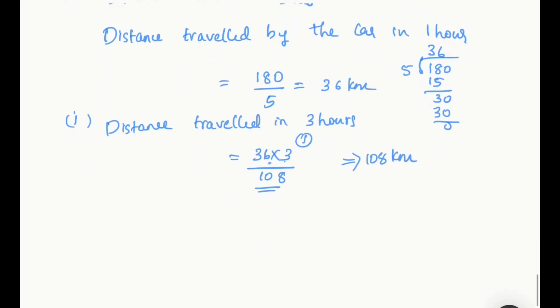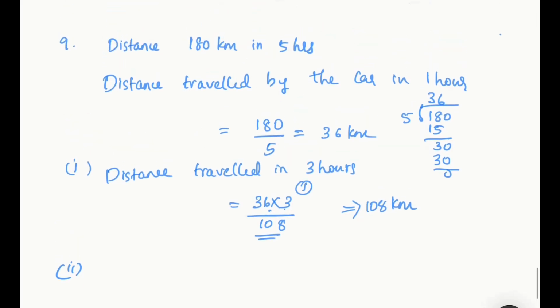Now have a look at the second question. What's the second sub question? How much time will it take to cover 54 kilometer with the same speed? Speed is same. So we all know that to cover 180 kilometer it takes 5 hours, right? Similarly, we know for 1 hour 36 kilometer can be covered. So you need to check how many hours it will take to cover 54 kilometer.